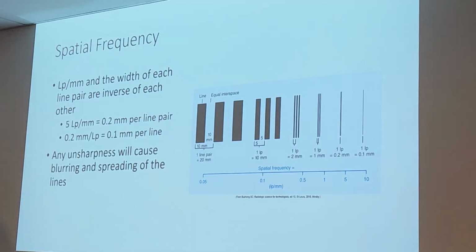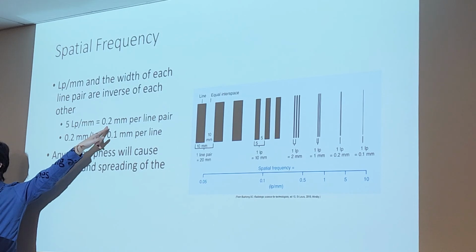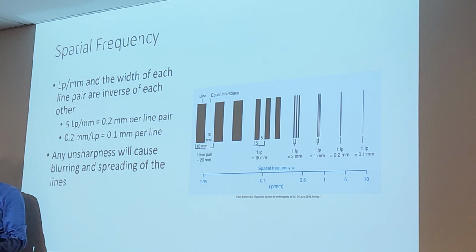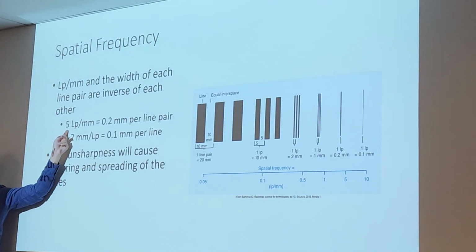So the width of each line pair is inversely proportional to the line pairs per millimeter. Do we know where we got this 0.2 from? I have a question, Mr. Phung. Yes, Shamika. You said if you want to look at both lines, you divide, was it 1/5, or how did you? That's right, 1 over your line pairs per millimeter.